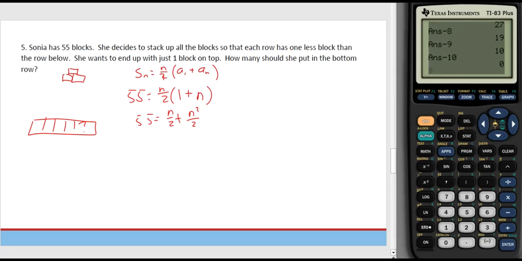So there would be 10 rows, and the bottom row would have 10 blocks.